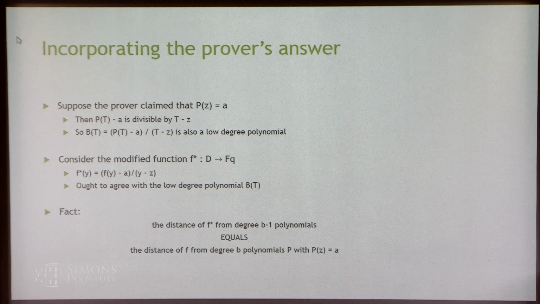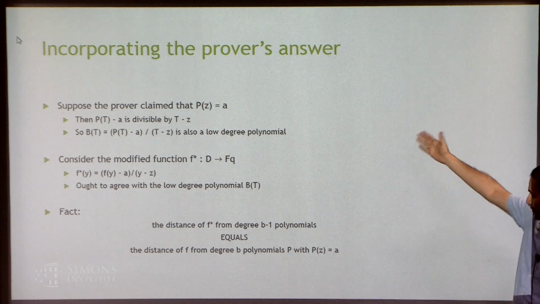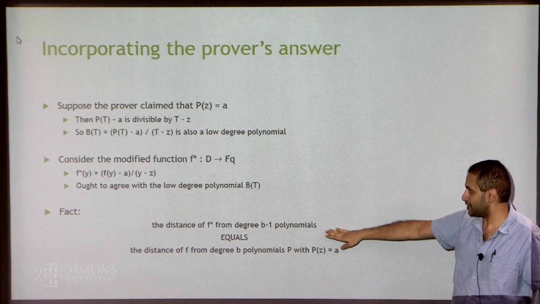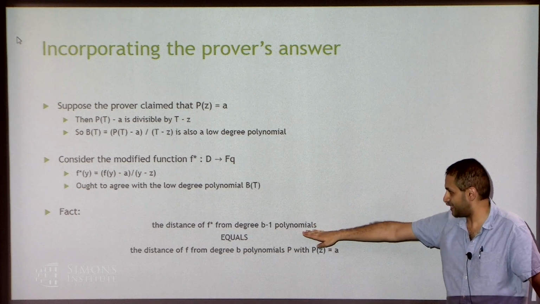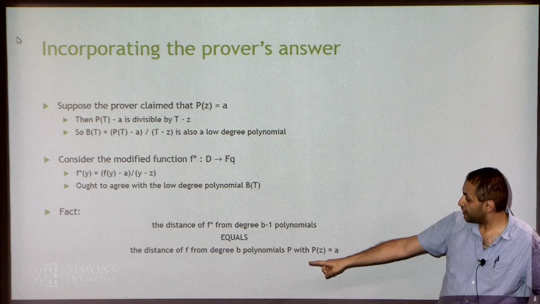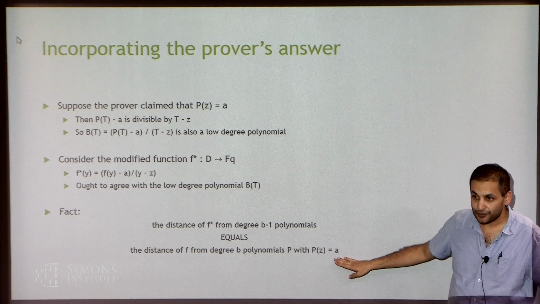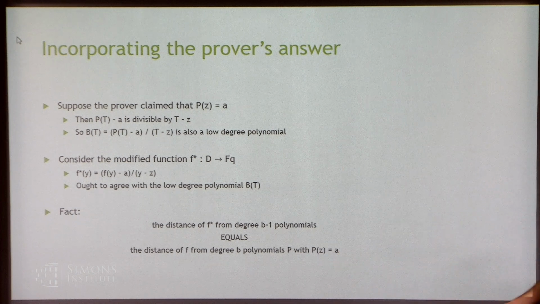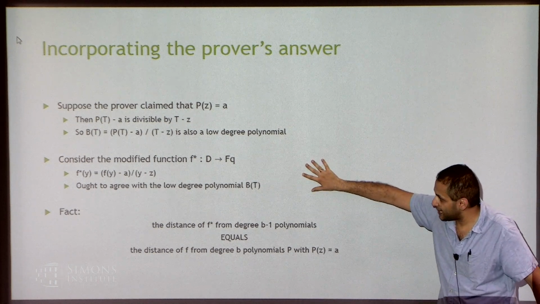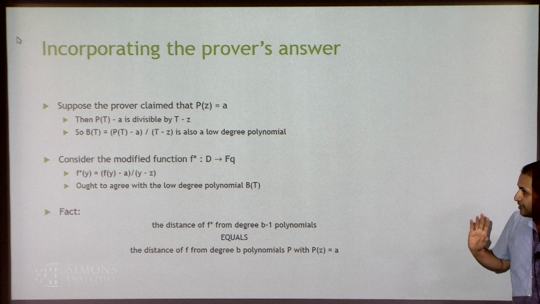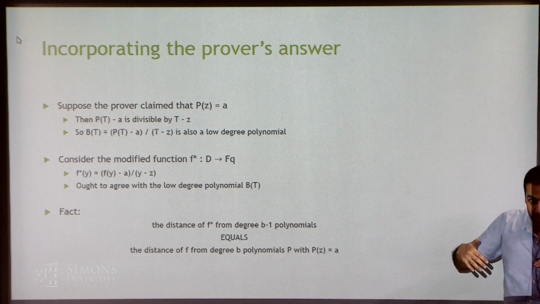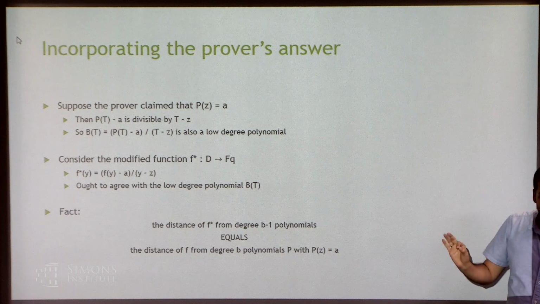Here is a fact. If you had a function f and you did this process, then the distance of f star from degree b minus 1 polynomials is exactly the same as the distance of f from degree b polynomials consistent with the claim. So the prover making the claim and then you modifying your function and working with that is the same as weeding out all candidate polynomials which are close to f, which are not consistent with the claim.